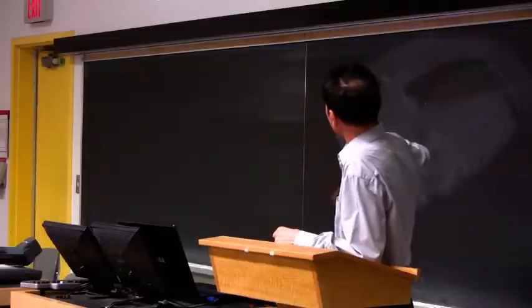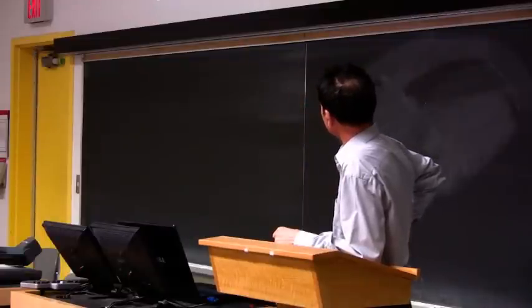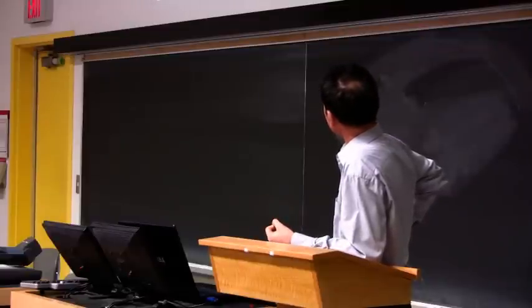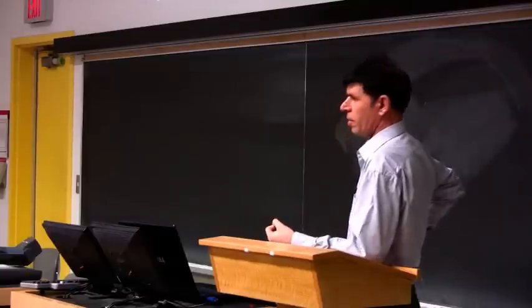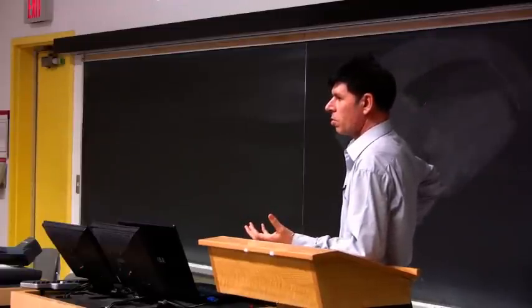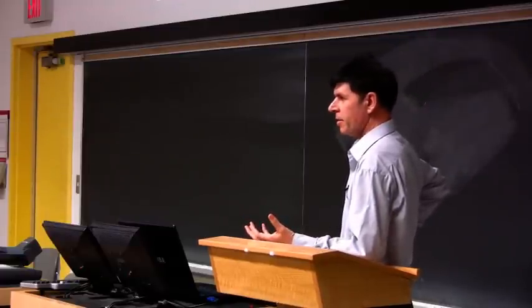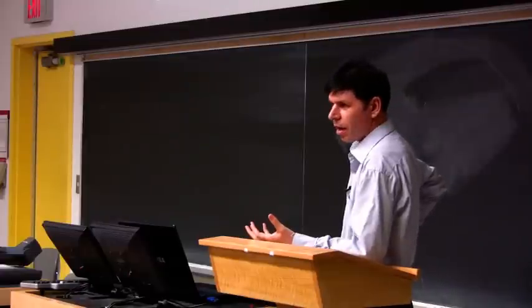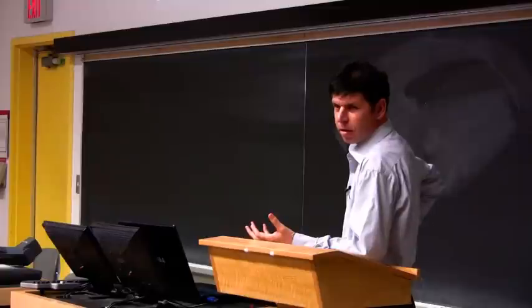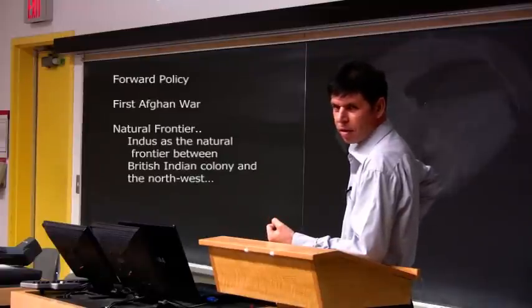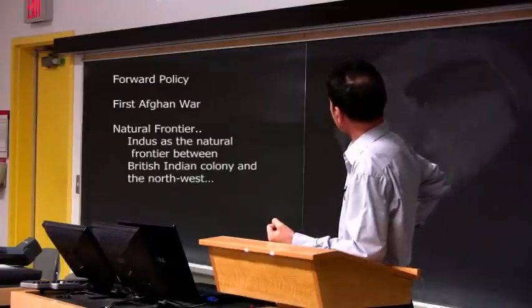This is a description of the policies that the British Raj adopted toward the Pashtuns. One initial policy was called the forward policy. The forward policy held that, in order to prevent any southward expansion of the Russian Empire, the British Empire should go ahead and occupy Afghanistan. As a result of that, the first Afghan war occurred.